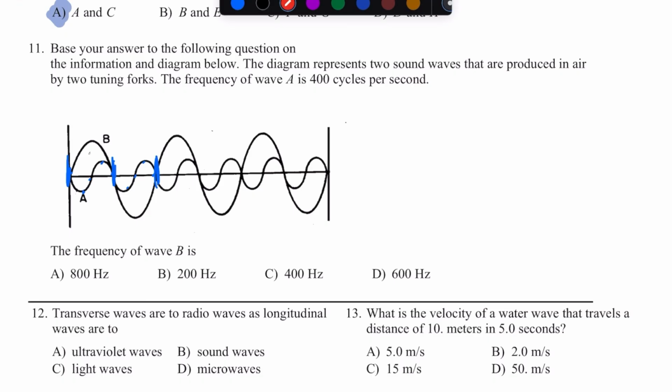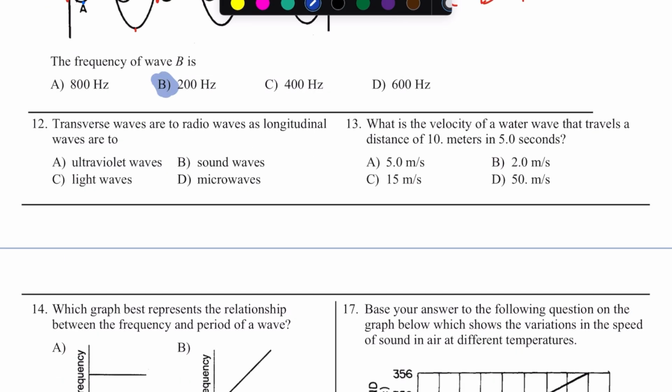Now wave B is A, B, C, D, E. This is one wavelength for wave B. So as you can see, if we do a ratio here, wave A is 2, while wave B is only 1. And this is because wave A produces two wavelengths in the same amount of time that it takes wave B to produce just one wavelength. So wave B has half the frequency of wave A. So the frequency of wave B is just half of 400. So that is going to be 200. So our answer is going to be B.